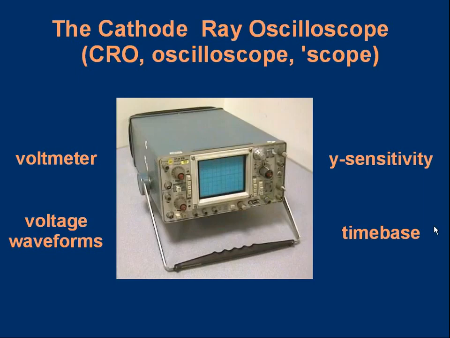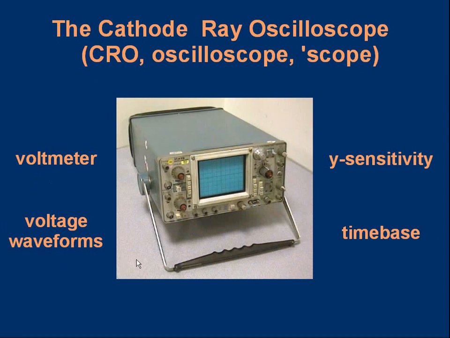Hello, welcome to this lesson on the cathode ray oscilloscope, sometimes called a CRO, or an oscilloscope, or a scope. We can use this device as a voltmeter and to measure voltage waveforms, that means voltage-time graphs. It has some other uses as well, but let's stick to these.